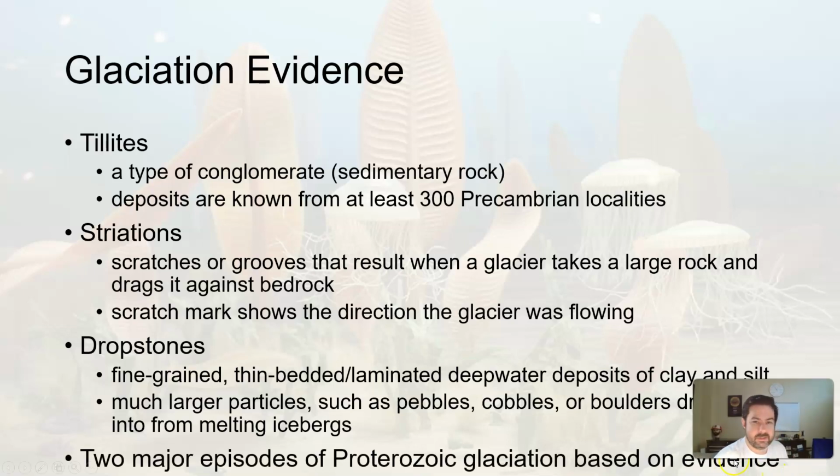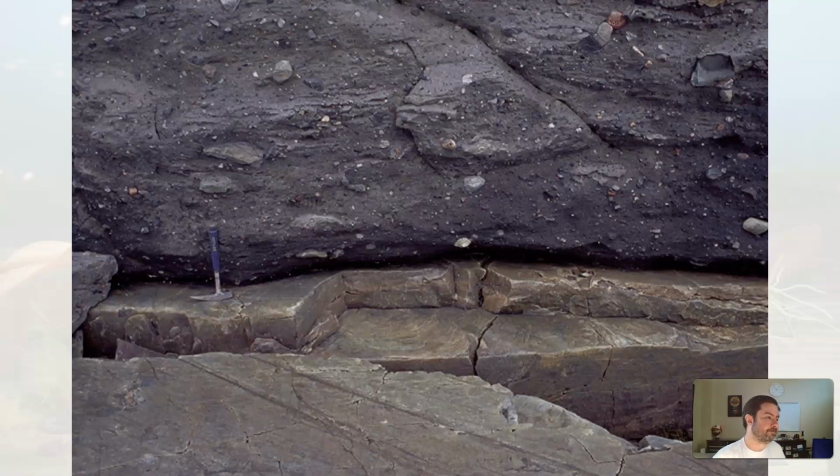There were, at least in the Proterozoic, two major episodes based on evidence. There may have been more, but there were two major episodes. That doesn't mean two events, but two chunks of time where glaciation occurred in the Proterozoic.